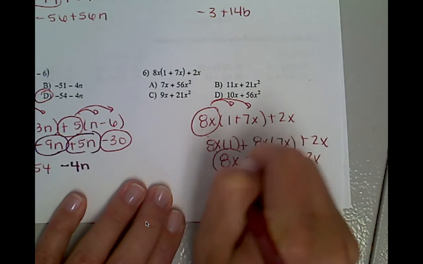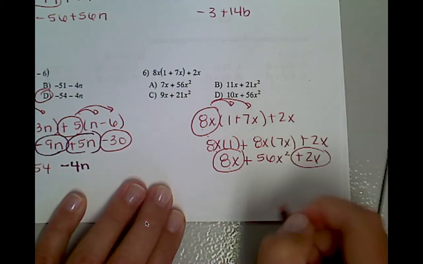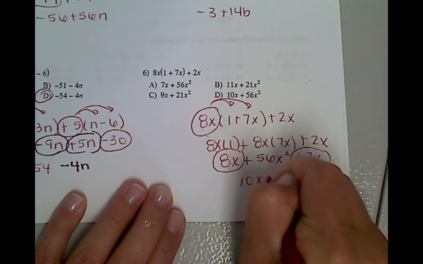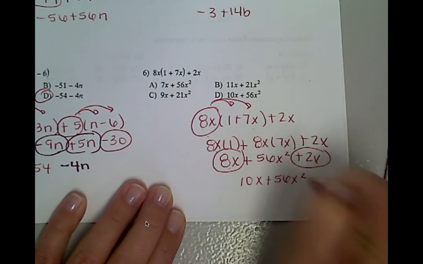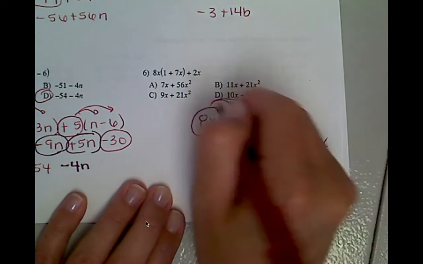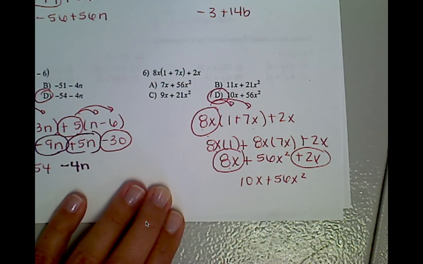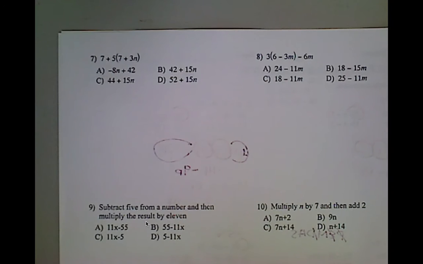Okay, positive 8x and positive 2x are like terms. 8 plus 2 is going to give you 10x plus 56x squared, which is going to be option D. Are we good? Okay, let's go to page 2. Going to continue the process.